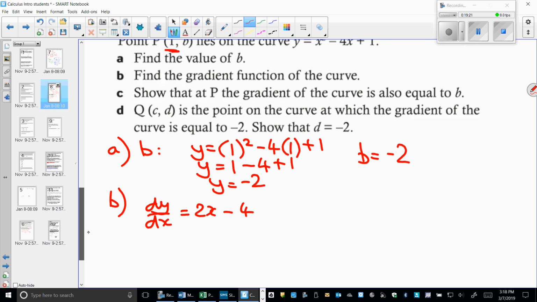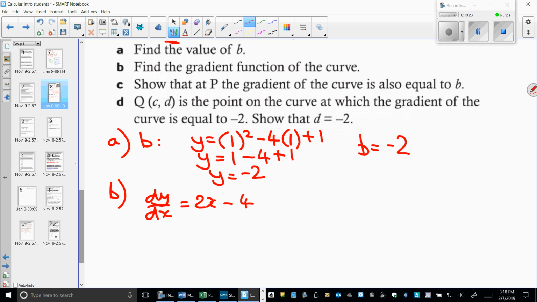And then it says show that at P, the gradient of the curve is equal to B. Now, they're trying not to give too much away here because they've asked us to find this. So if they start talking about the value of it, then it gives it away. So what are we going to do to find the gradient of the curve at the point P? You substituted in for 1. Yes. So we're going to substitute x is equal to 1 into dy by dx.